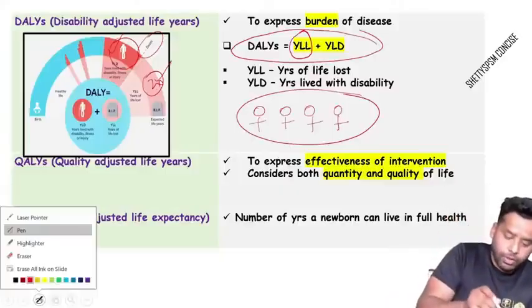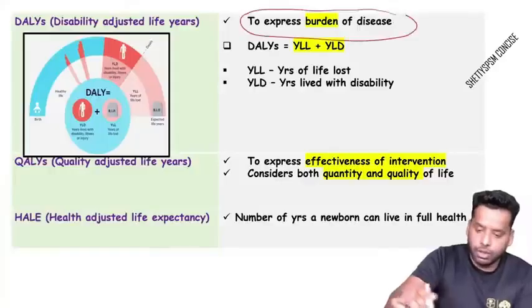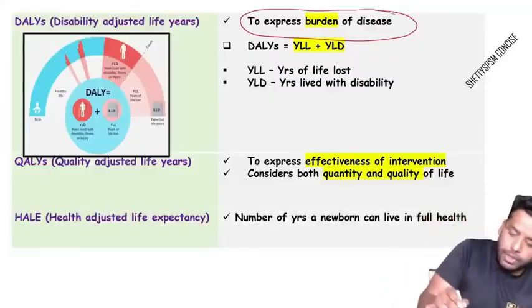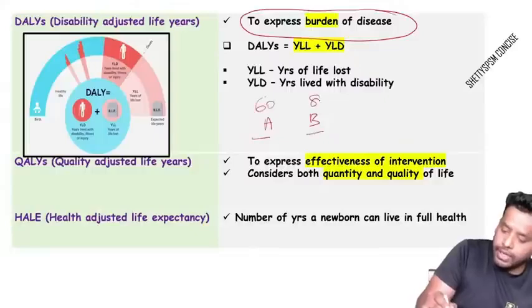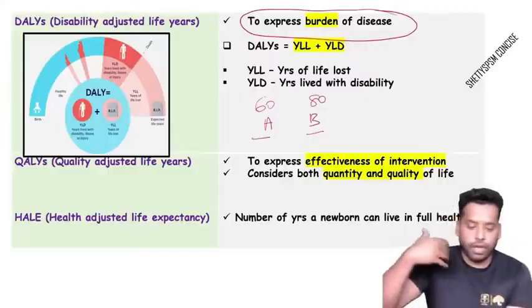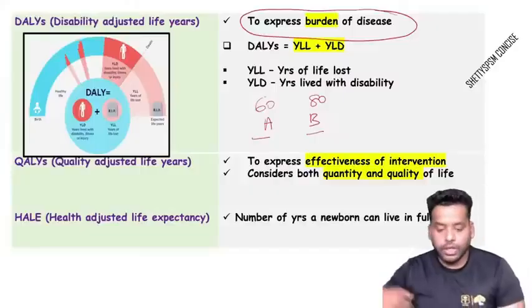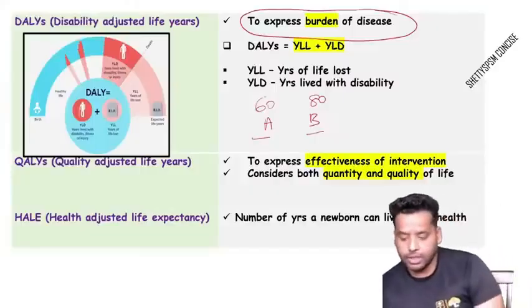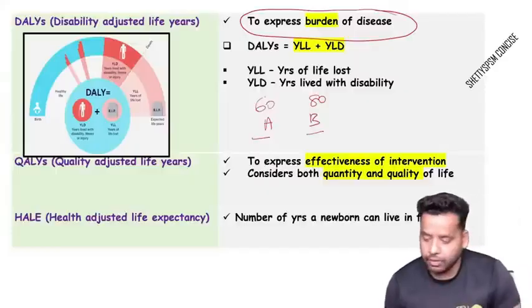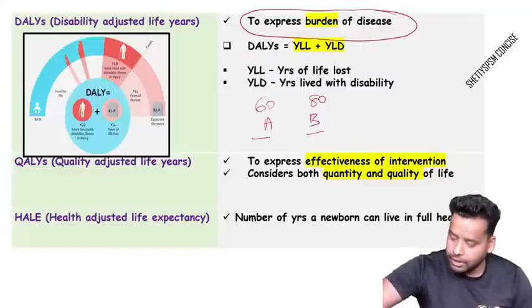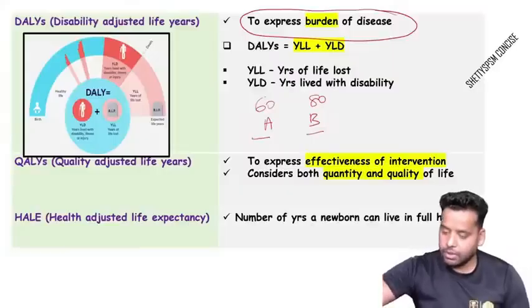The more the DALYs, the more the burden of that disease. Tell me yes or no: if the DALYs are more, the burden of disease is more. For example, comparing A and B, disease A has 60 DALYs lost and disease B has 80 DALYs lost. Which disease has more burden in the community? B has more burden compared to A. Very good. This is the summary of DALYs. I have covered all the points.